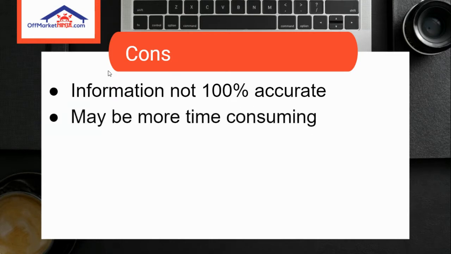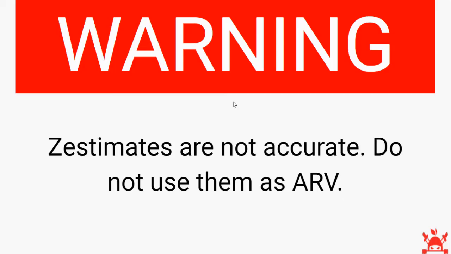And it may be more time consuming. Zillow, again, is not designed to be used like this, but it can be used like that. What that means is that the MLS has more tools and more features than Zillow would have. So you actually have to do workarounds and kind of compensate for the tools and features that you don't have.